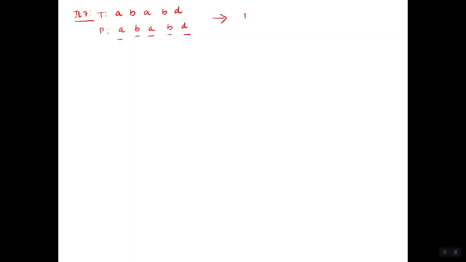Since all the characters are matching with each other, it means that this pattern is present in this particular text. So that's all. This is the KMP string matching algorithm.